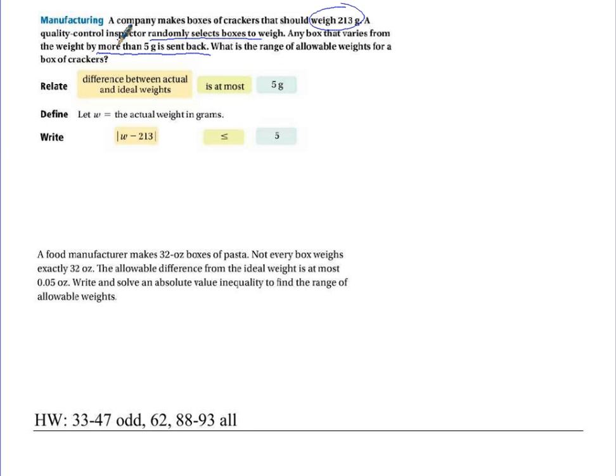So what is the lowest weight? Because this is asking, what is the range of allowable weights for a box of crackers? So what's the lowest weight that you could see on the scale and keep the box? Like we pull the box off the conveyor belt, we weigh it, it says this amount, and that's still okay. But anything less than that, no good. What would that weight have to be? 208, that's right. So 208 grams is still good. Less than or equal to x less than or equal to, what is the highest weight that you could see? 213 is the weight we want. 218.